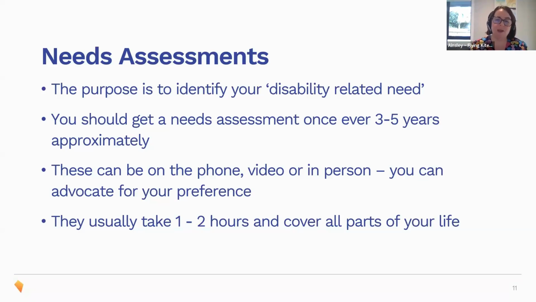That needs assessment can be on phone, on video, or in person, and you can advocate for your preference. They will default to whatever is easiest for them, and you can advocate for whatever is easiest for you. I think at the moment they do most of them on phone or Zoom, but if you need to see them in person, then tell them that you need to see them in person. And it depends how chatty you are. Generally, they take a couple of hours. I've seen them take 4, but I've also seen them take 1. That's a combination of how chatty you are as a person and how chatty and thorough the needs assessor is that you're talking to.